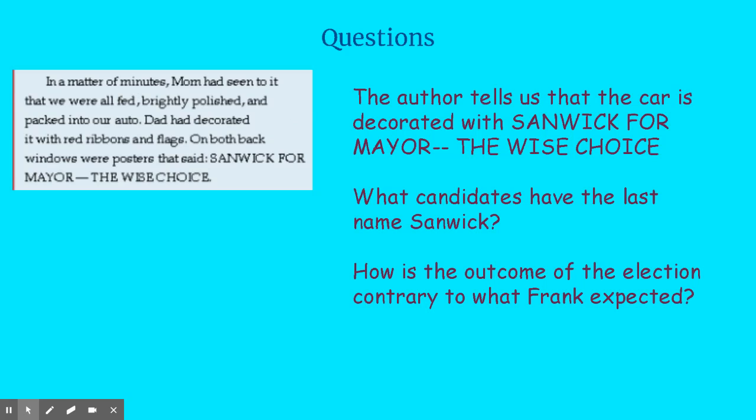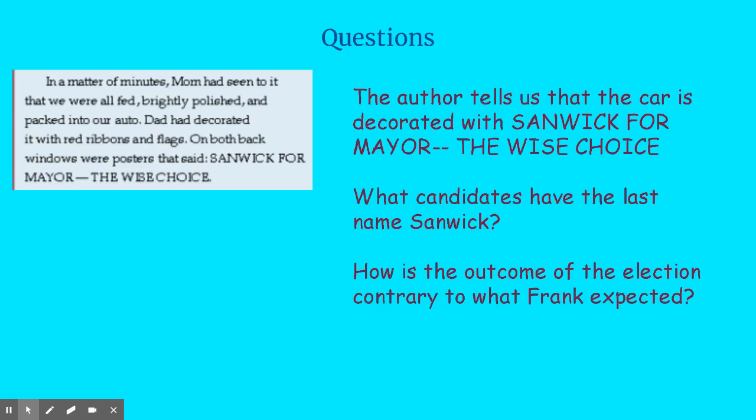All right, so the author tells us that the car is decorated and it says Sandwick for mayor, the wise choice. So, what candidates have the last name Sandwick? Well, we have the mom, Flora, and then the dad, Frank. They're married, so they both have the last name Sandwick. So, how is the outcome of the election contrary to what Frank expected? We have to think back to when we started, and Dad was sitting there practicing his acceptance speech. He had won mayor many times and expected that he would, in fact, get it. But the author includes the fact that their car has these posters on the back of it, their auto, as they call it, as a moment of irony.